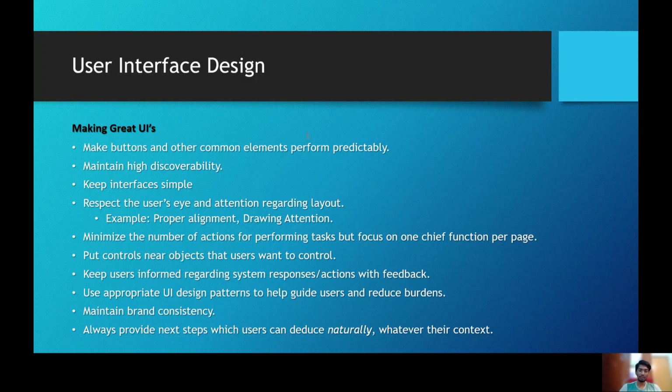Minimum number of actions for performing tasks, but focus on a chief function per page. Guide users by indicating preferred actions. Ease complex tasks by progressive disclosure. Put controls near objects that users want to control. For example, a button to submit a form should be near the form. Keep users informed regarding system and responses. Actions with feedback. Use appropriate UI design patterns to help guide users and reduce burdens.